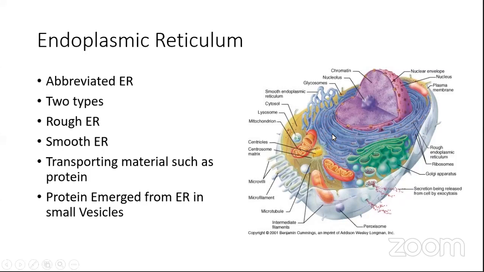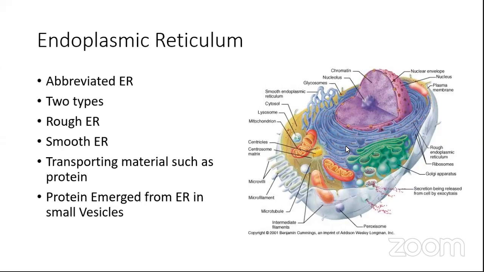If you find ribosomes attached to the endoplasmic reticulum, that particular part is called rough endoplasmic reticulum. Some parts of the endoplasmic reticulum do not have ribosomes attached. Those areas are called smooth endoplasmic reticulum. The main function of the endoplasmic reticulum is transporting materials such as protein. It is a sac-like, network structure suspended in the cytoplasm.